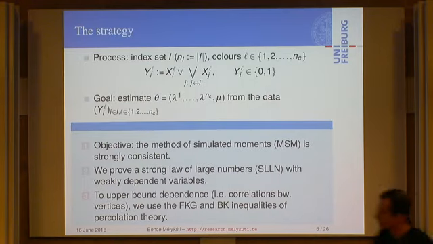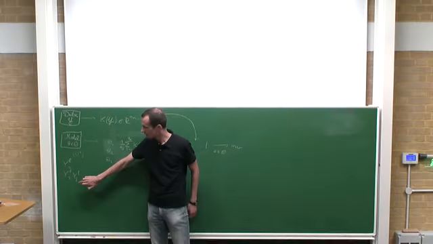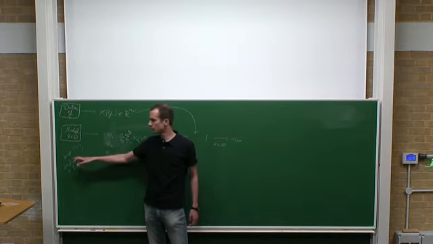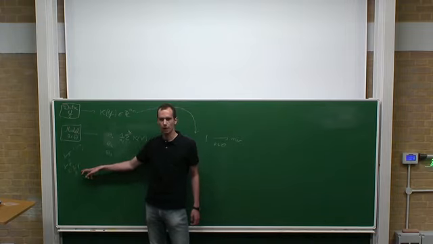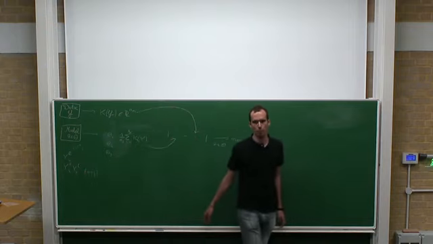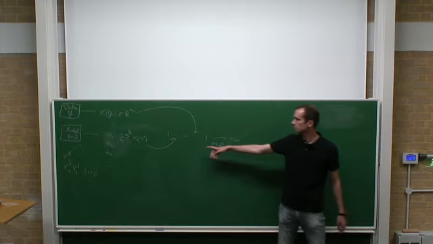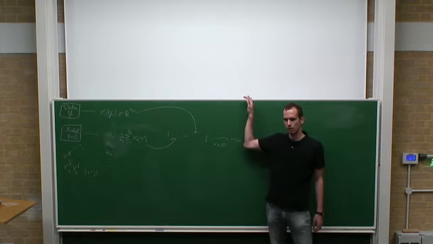And how many moments are you going to use? So the moments are these guys, that and that one, and I have 3 colors. So there are 3 of these moments and 3 of these moments. So I have 6 moments, and I'm estimating 4 parameters. And I do this by minimizing this distance, or squared distance actually.